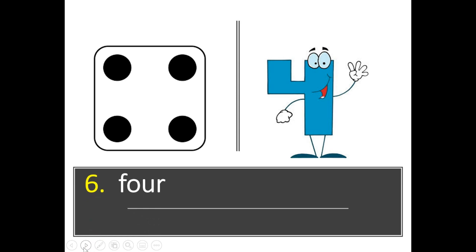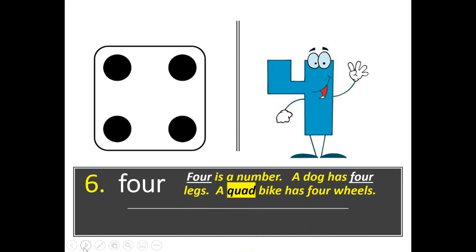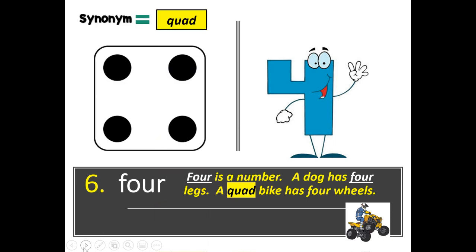So, write four. Four is a number. A dog has four legs. A quad bike or ATV has four wheels. A synonym could be quad. Quad means four, just like there are four wheels on a quad motorcycle or bike. Quad or four.